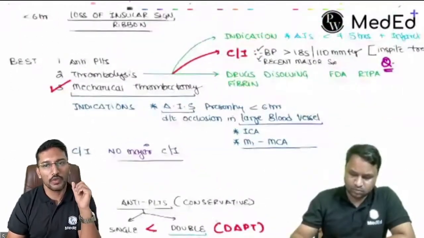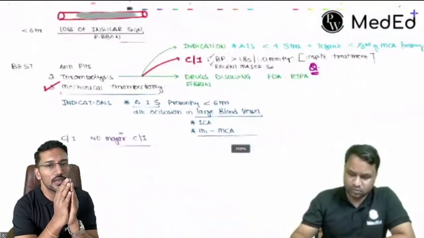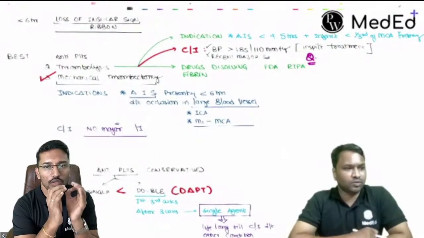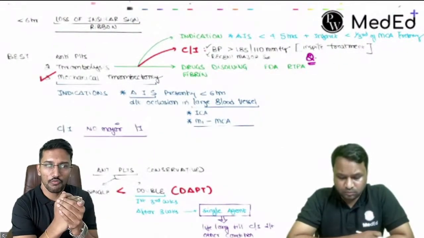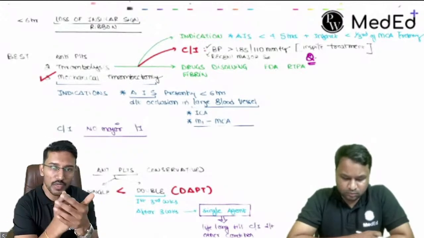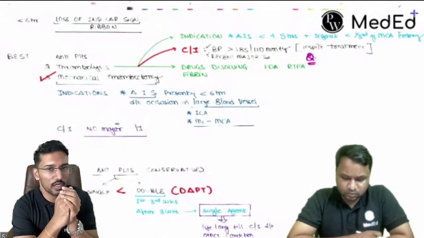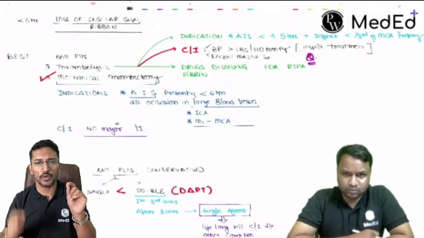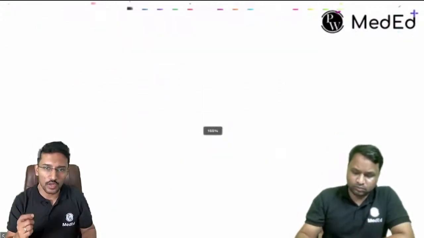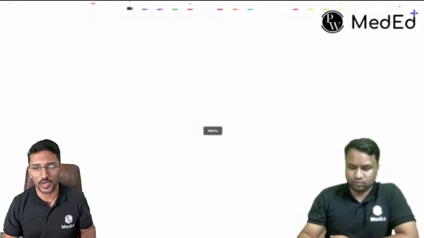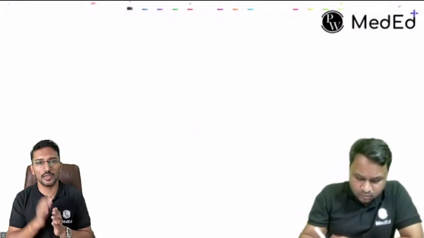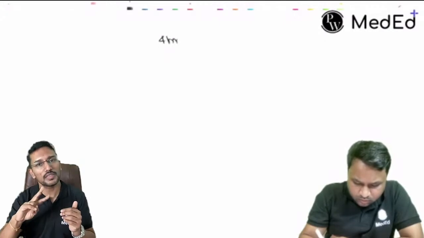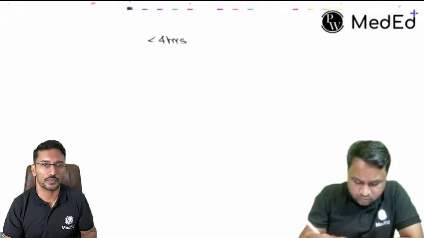But what if, let me give you a scenario. There's a patient who has presented 4 hours after the onset of symptoms. He meets the indication for thrombolysis. He meets the indication for mechanical thrombectomy. In such cases, what should we do? See, if someone presented between 4.5 hours and 6 hours, then I have only one choice, that is mechanical thrombectomy. But a patient presenting within 4 hours, if he meets the indications for both, what should I do?